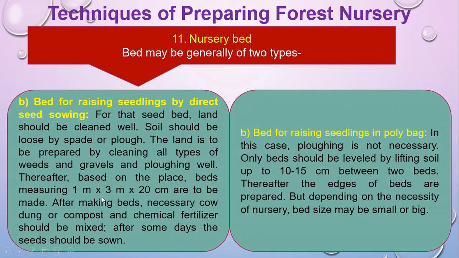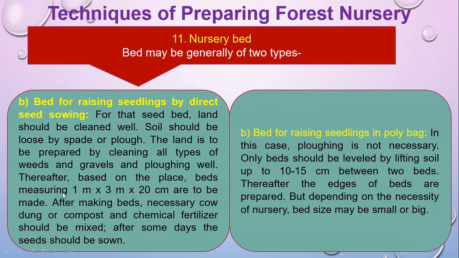Thereafter, based on the place, beds measuring 1 x 3 x 20 centimeter are to be made. After making beds, necessary cow dung or compost and chemical should be mixed. After some days, the seed should be sown. That means before transplanting or sowing the seed, you have to prepare the bed.